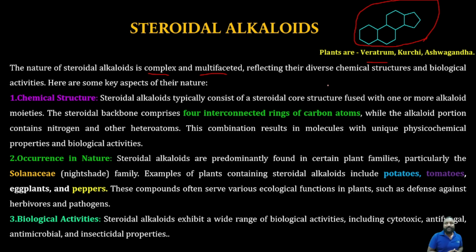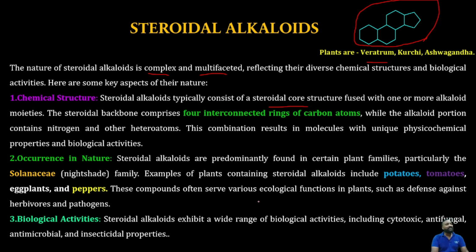Coming to the chemical structure of these steroidal alkaloids, we know that it has four interconnected rings of carbon atoms. These steroidal alkaloids typically consist of a steroidal core structure which is fused with one or more alkaloidal moieties. Even though it is a steroidal nucleus, it is connected with another alkaloidal moiety, so thereby it possesses some of the alkaloidal properties.